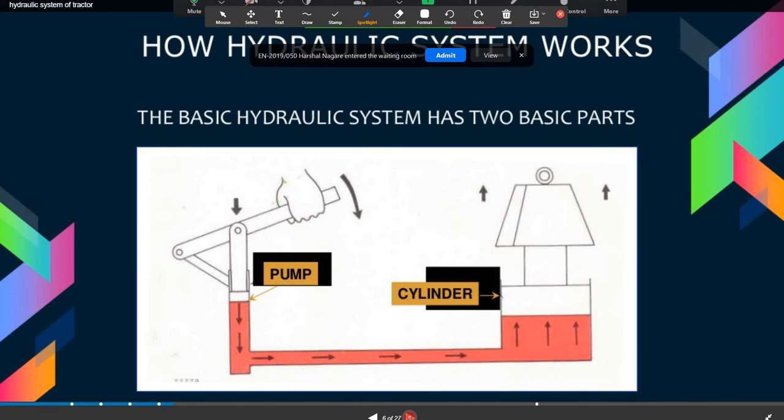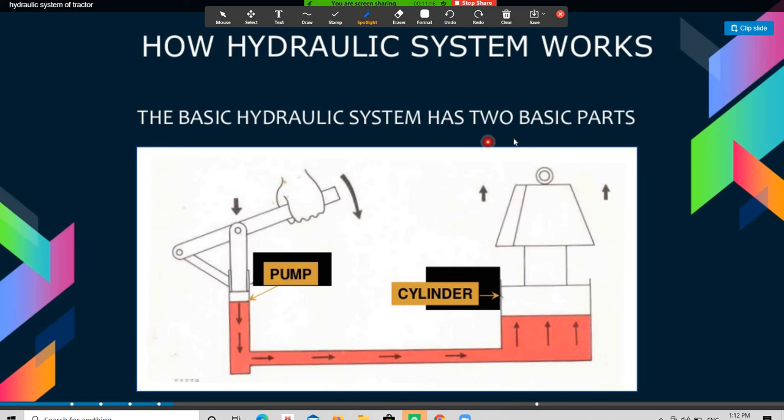Second, how the hydraulic system works. You can see here the basic hydraulic system has two basic parts. One is the pump, called the hydraulic pump. Another is called the cylinder or master cylinder.